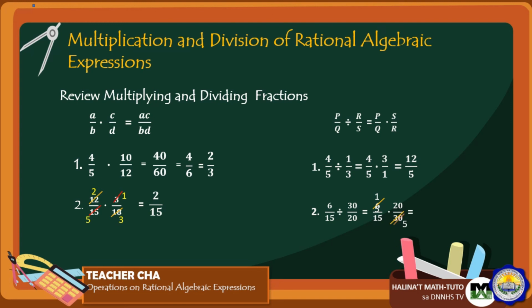For 15 and 20, we have 5. 20 divided by 5 is 4. 15 divided by 5 is equal to 3. And then multiply. 1 times 4 is 4. 3 times 5 is equal to 15.